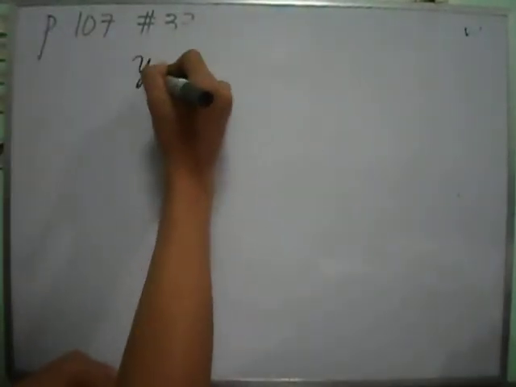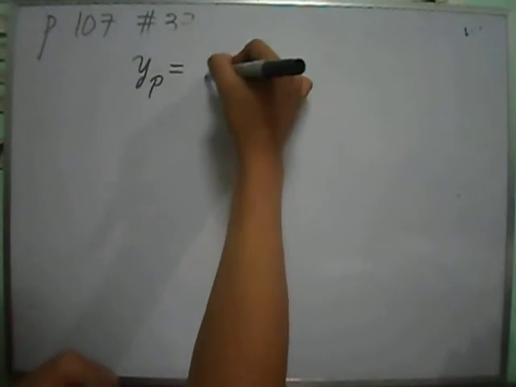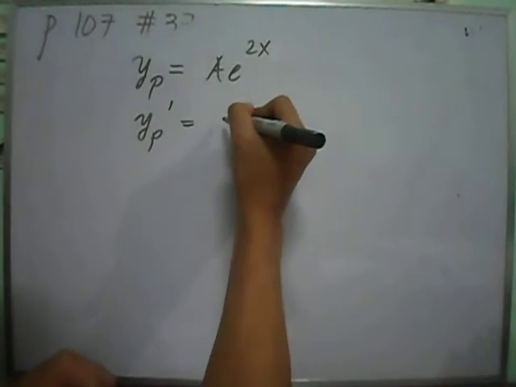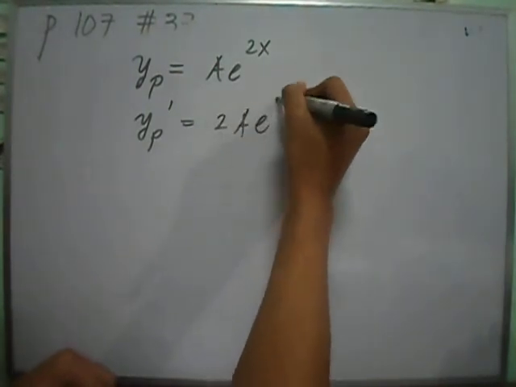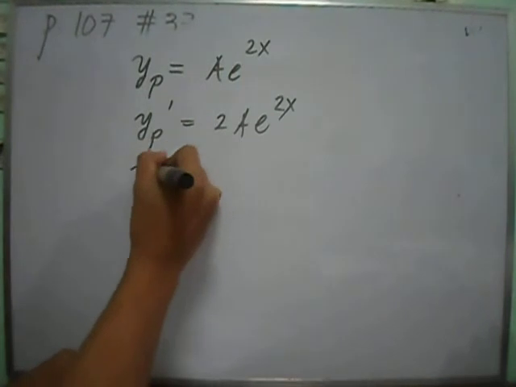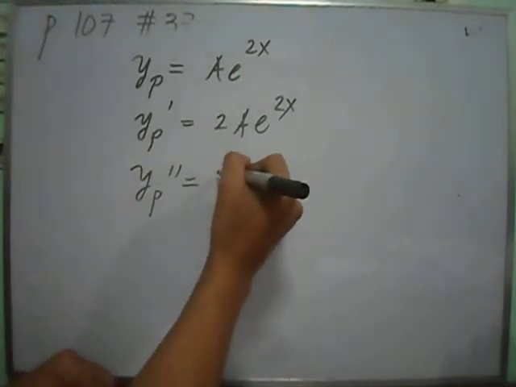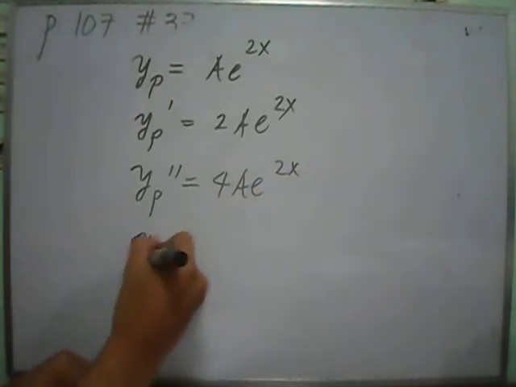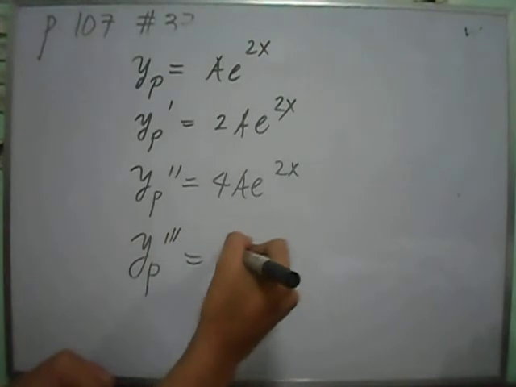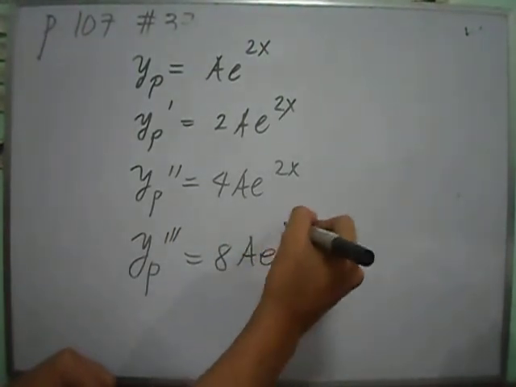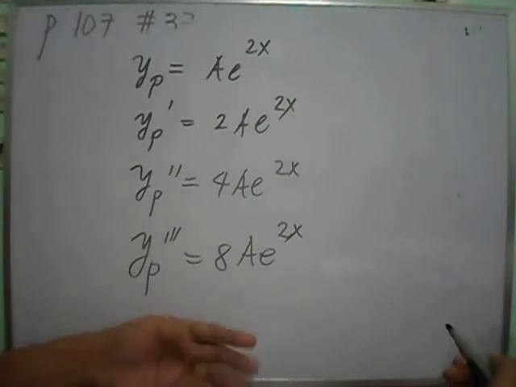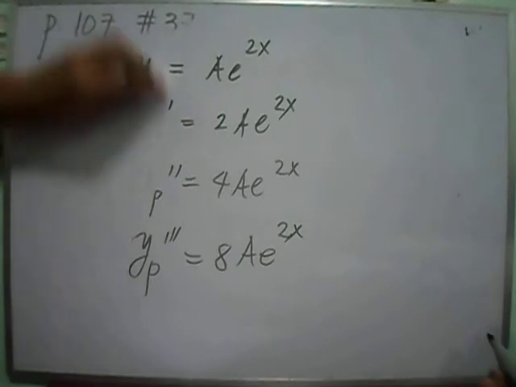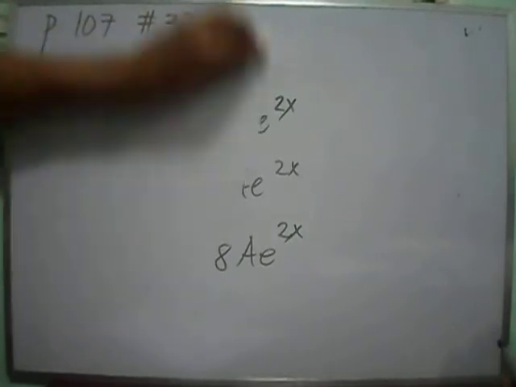We have yp equals a e to the 2x, then yp prime is equal to 2a e to the 2x, yp double prime is equal to 4a e to the 2x, and yp triple prime is equal to 8a e to the 2x. Then we substitute these into the given differential equation, equate both to the function f of x, and determine the value of the coefficient a.